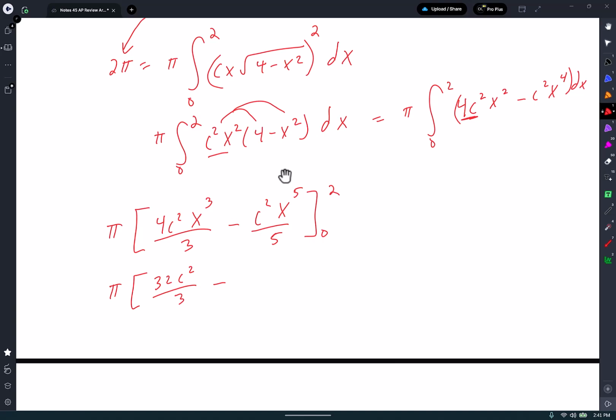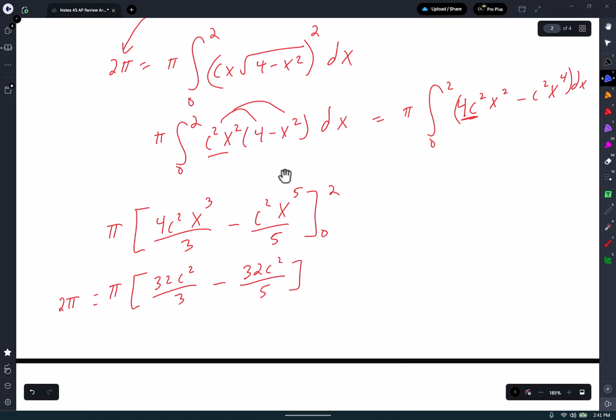2 times 2 is 4. 4 times 2 is 8. 8 times 2 is 16. 16 times 2 is 32. 32c squared over 5. We're done with calculus. This equals 2 pi. We just have to do algebra now.